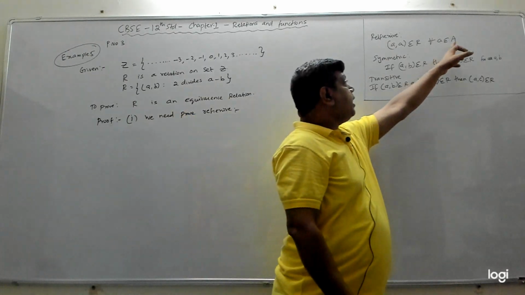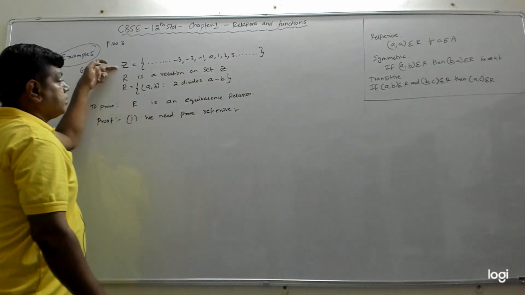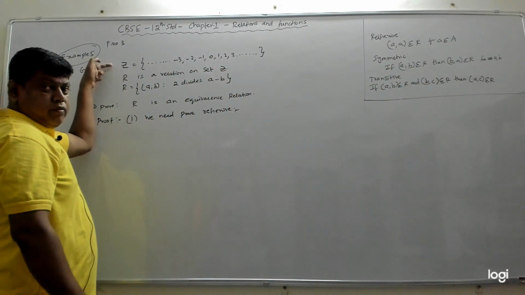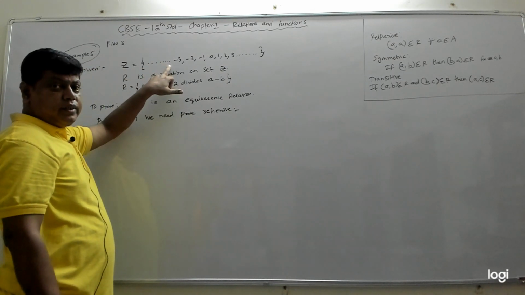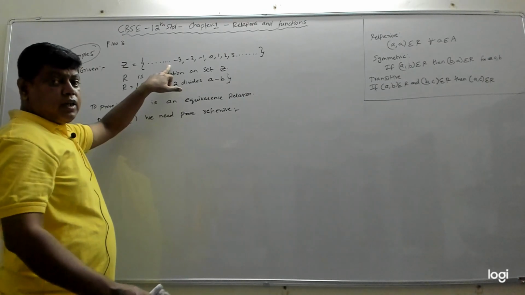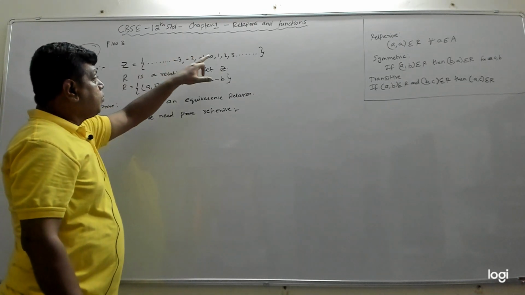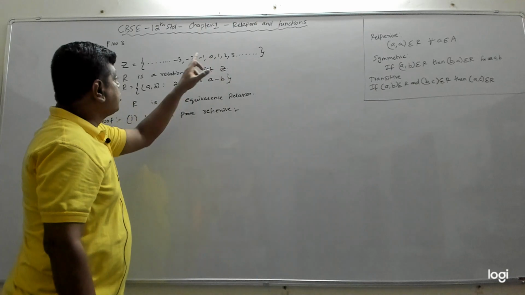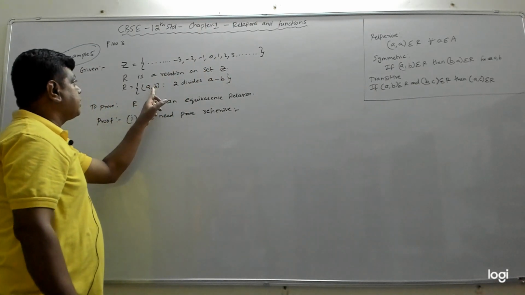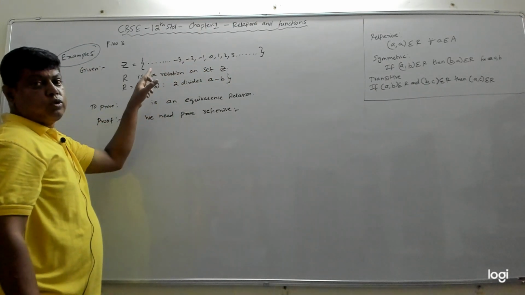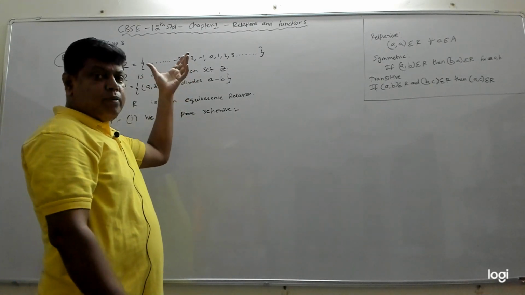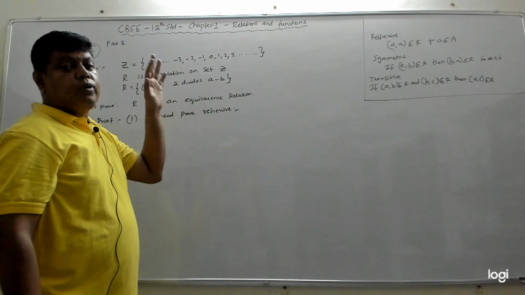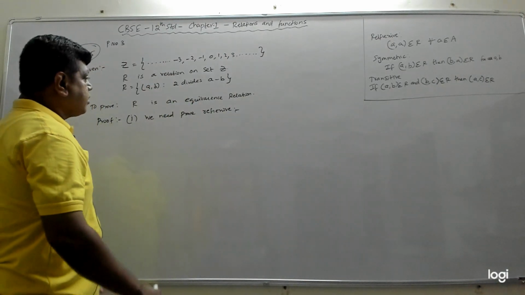See here, your set A is our set Z. This is our set A, right? So we have to show that for every element in the set Z, each element should be related to itself, which means 1 comma 1 should be in R, 2 comma 2 should be in R, 0 comma 0 should be present here, minus 1 comma minus 1 should be here, minus 2 comma minus 2 should be in R. So we have to show that every element in Z is related to itself. Then we will show that it is reflexive.